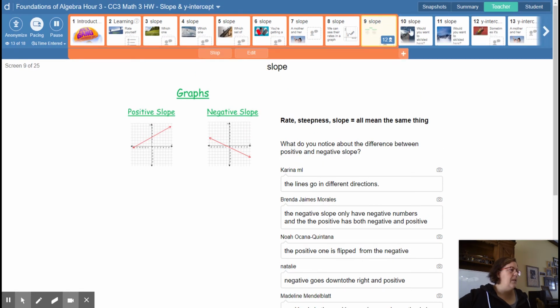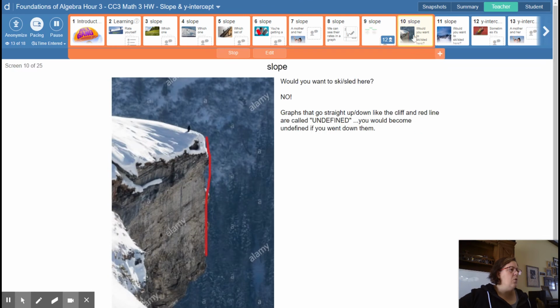All right, let's take a look at slide 10. There's nothing for you to write on slide 10, but if you take a look at it, there's this person standing right here at the edge of this cliff. We're not going to go skiing down the edge of that cliff, right? Because that is just not a good thing. Anytime you deal with a line that is straight up and down, we call that slope undefined.